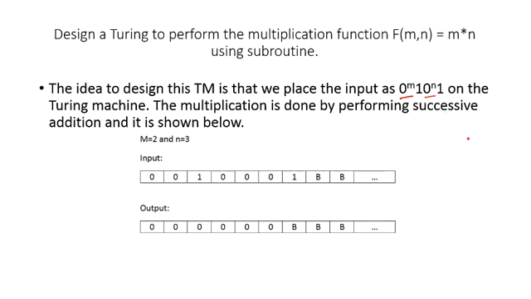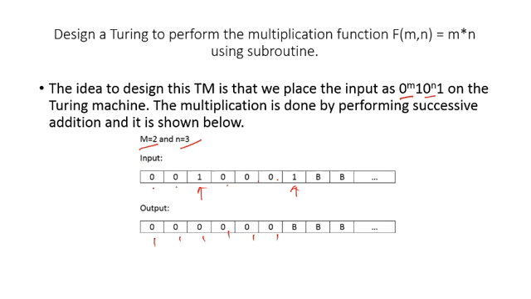You can see how it is represented on the input tape. When m is equal to 2 and n is equal to 3, you have two zeros for the first part and three zeros for the second part, that is 0^m and 0^n, and each argument is separated by a 1. Finally, after performing the multiplication, 2 times 3 is 6, so you will have 6 zeros on the tape: 1, 2, 3, 4, 5, 6.